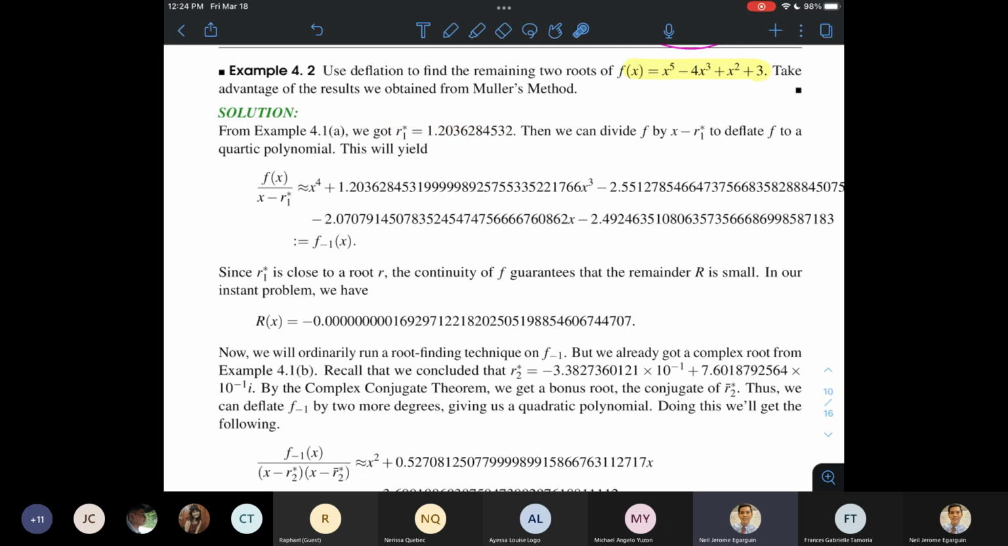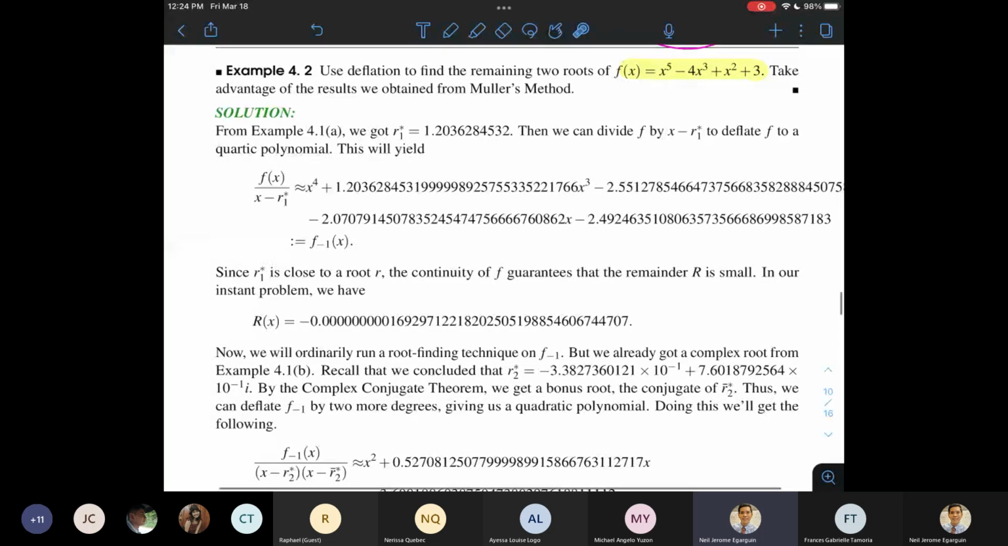Meron yung imaginary part pero super liit. So sabi ko last time, since the imaginary part is very, very small, it's 10 to the minus 16, I think, pwede na natin siyang ignore. So isipin natin real root yung nakuha ko. So nakuha ko na si R1 star to be around 1.20. Okay? So i-deflate ko ngayon si polynomial f. Dahil meron na akong isang root, kaya kong i-deflate si f by 1 order or by 1 degree by dividing it with x minus r sub 1 star by the factor theorem. Okay?